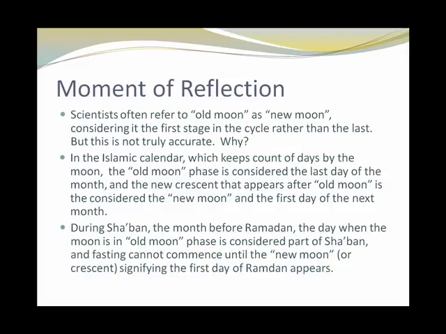During Sha'ban, the month before Ramadan, the day when the moon is in old moon phase is still considered part of Sha'ban, and fasting cannot commence until the new moon, or crescent signifying the first day of Ramadan, appears, or until we've counted 30 days of Sha'ban. If the situation is doubtful, we can't see the moon, it's cloudy, or the moon might be in old moon phase, that's why we can't see it, we don't really know. We consider it the day of doubt, meaning we extend Sha'ban one more day, and then we start fasting the next day after we've completed 30 days or when we see the new crescent moon.